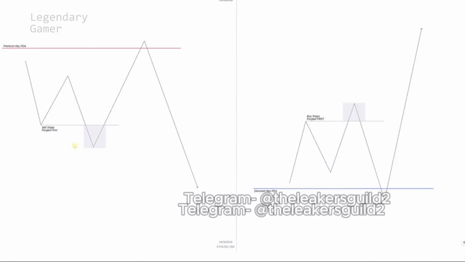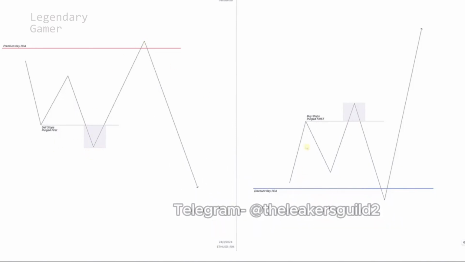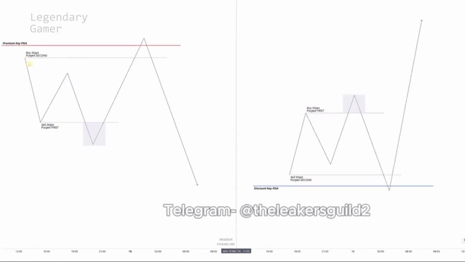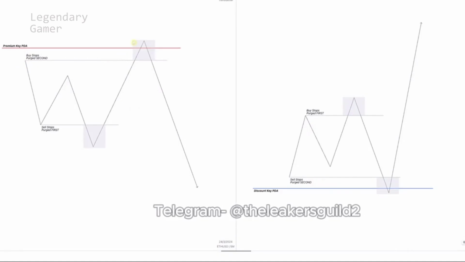So now that we have accumulated the sell stops, we want to think about that order pairing. We want to pair up the sell stops with the buy stops or the buy stops with the sell stops. So how does that look? We're going to purge the buy stops second over here. We're going to take out that high, and now we're accumulating buy stops over here, and the key is it has to be in a premium key level, that PD array.